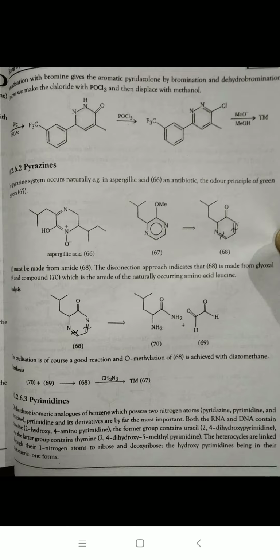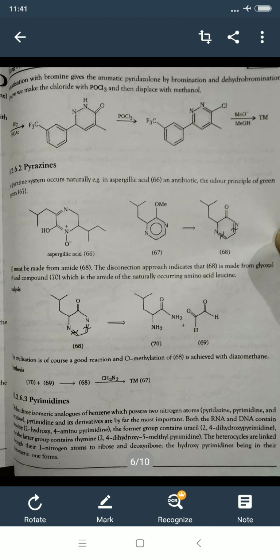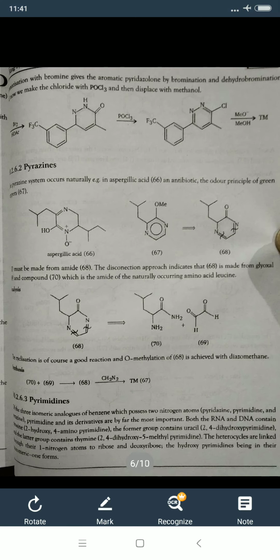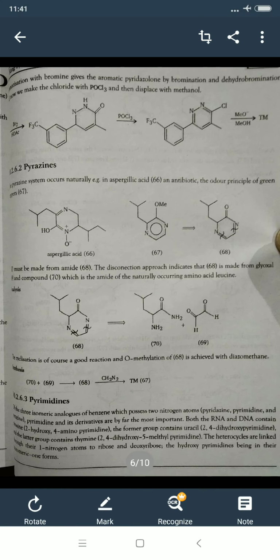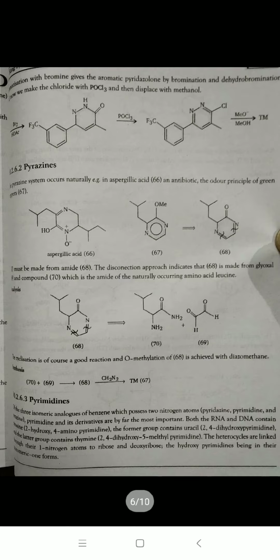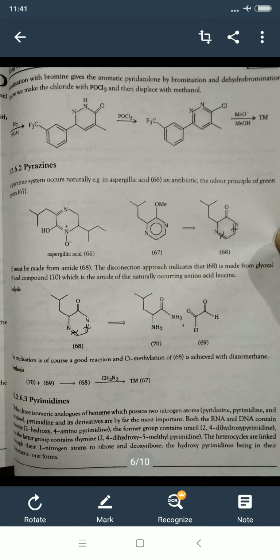Next we are dealing with pyrazine. The pyrazine system occurs naturally in aspergillic acid 66 and the odor principle of green peppers 67. This 67 must be made from the amide 68, and the disconnection approach indicates that 68 is made from glyoxal 69, this one, and compound 70, which is the amide of the naturally occurring amino acid leucine.